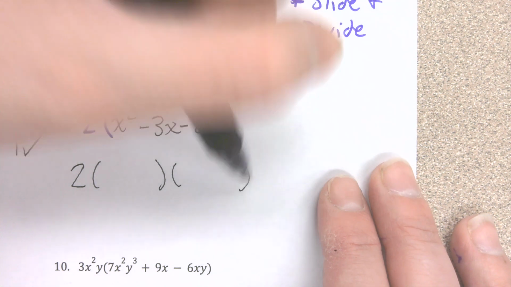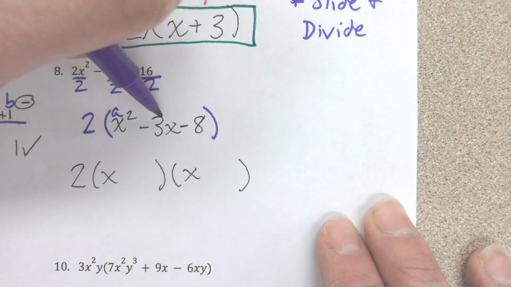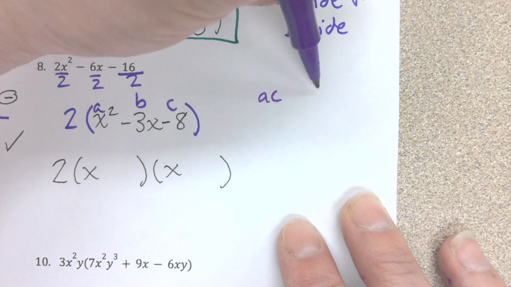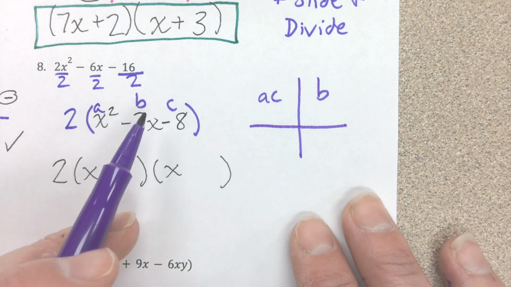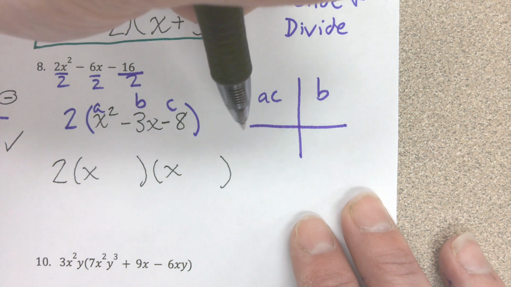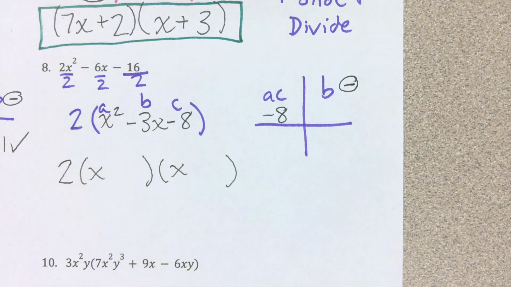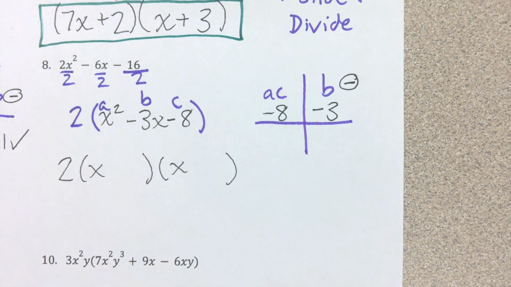I'm going to create our factors down here. 2 just comes along and it's part of the answer. We have ABC, making our ACB chart. A, again, is just 1, so we have negative 8 for our C value. Since it's negative, we're going to have subtraction to get that number on the right side. And then our B value is negative 3. Hopefully looking at these two numbers, you can already tell that this is not going to work.